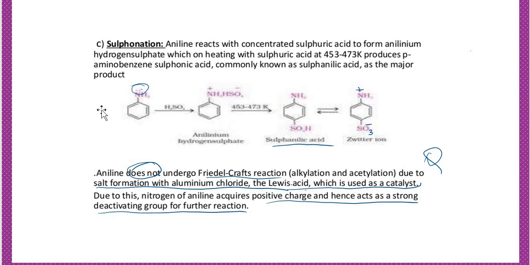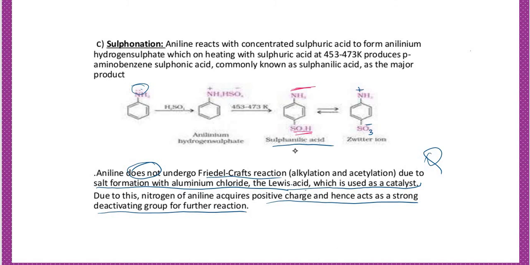Now the same thing with sulfonation. In sulfonation, again we are adding acid, we get the anilinium ion, and we get sulfanilic acid, that is the para product. Since it has both an acidic and a basic group on the same compound, this H can transfer here and we can get a Zwitter ion. A Zwitter ion is an ion which has a positive and a negative charge on the same compound. So we get NH3+ and SO3- on the same compound.